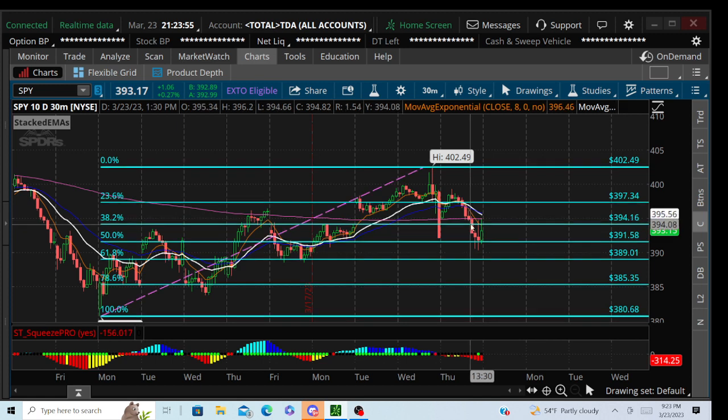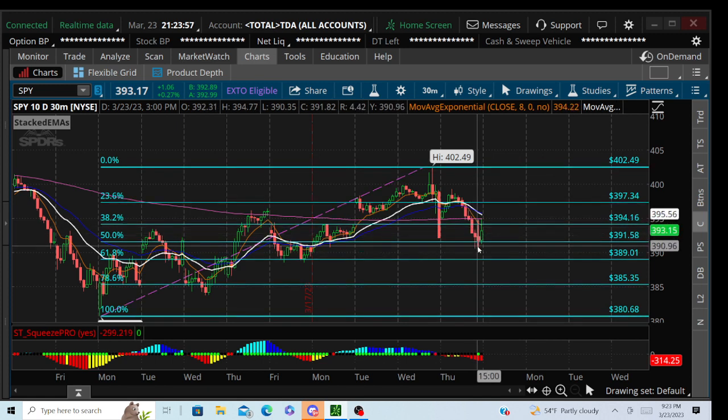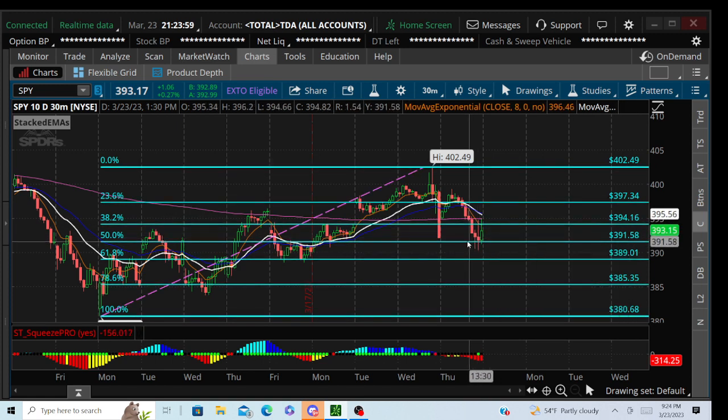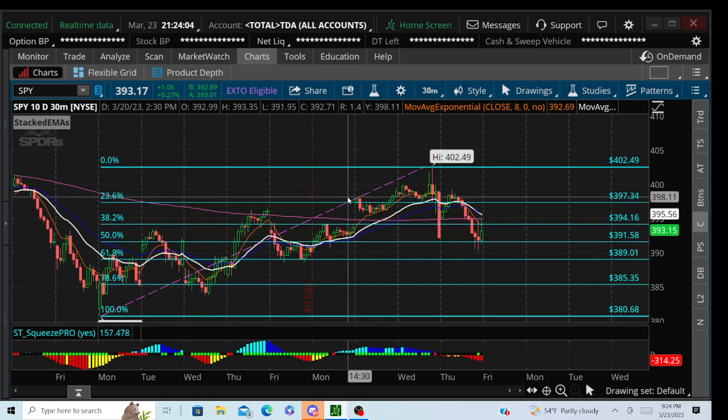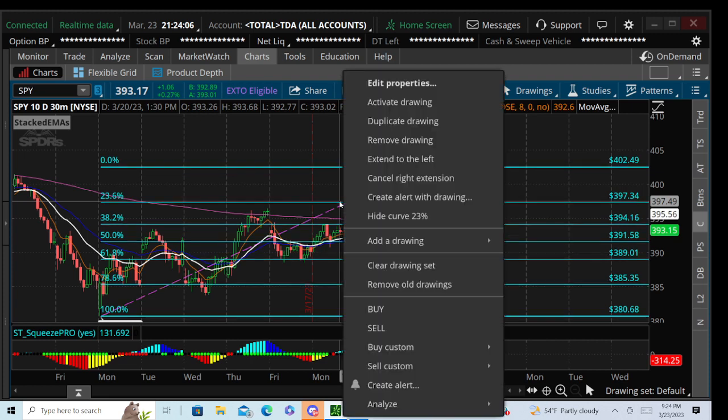And now look, SPY came down, it wicked below 50. All right, but now watch how crazy fibs are. You can measure it that way and you get a 50% retracement, right?